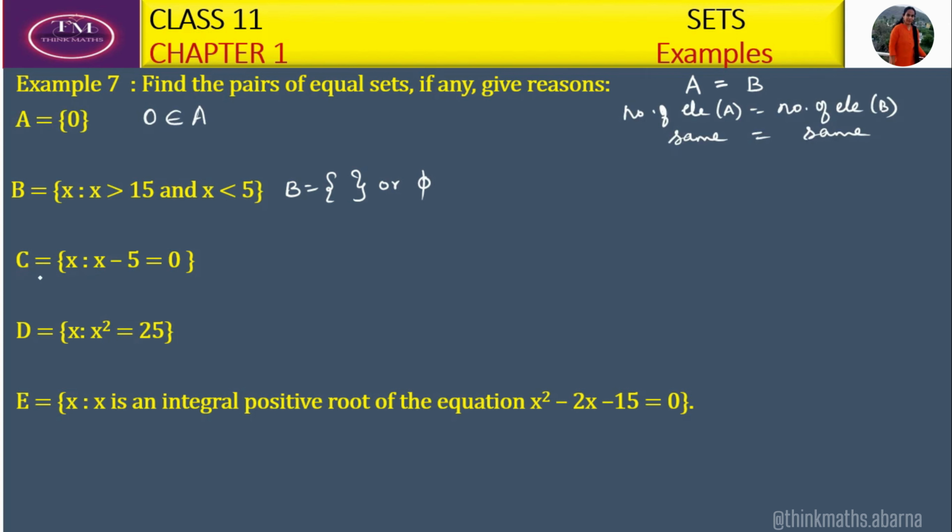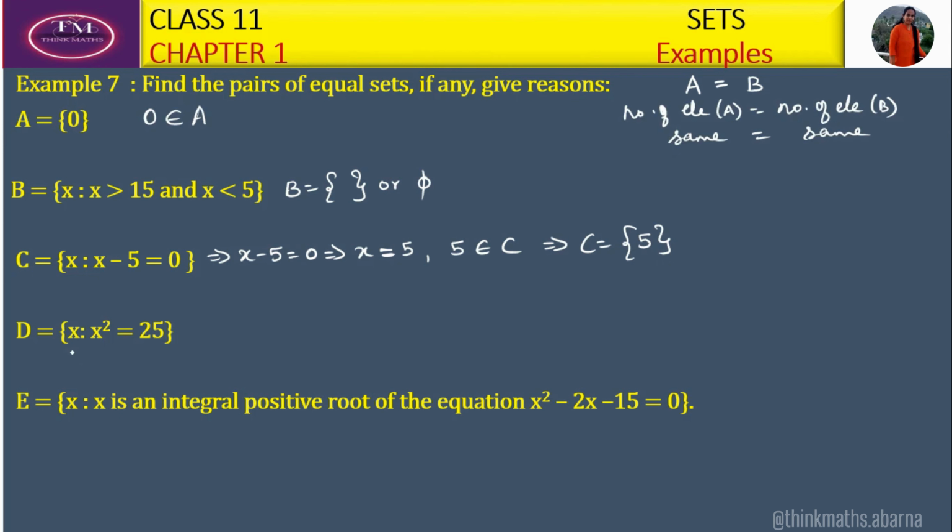Next, C. C is the set of all x such that x minus 5 equal to 0. That means x minus 5 equal to 0 gives x equal to plus 5. So the only solution is 5. There is no condition whether it is a natural number or integer; we just have to find the value of x. So 5 belongs to C. That means C has the only element 5. It is an example of a singleton set. So C is {5}. Next, take D.